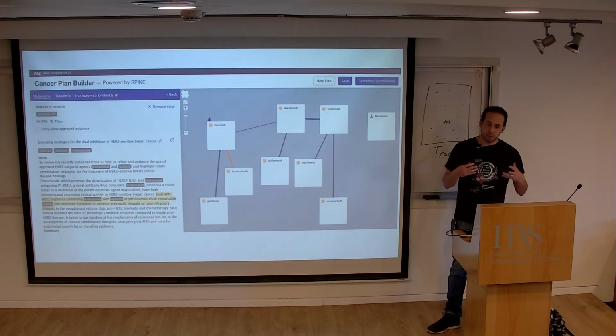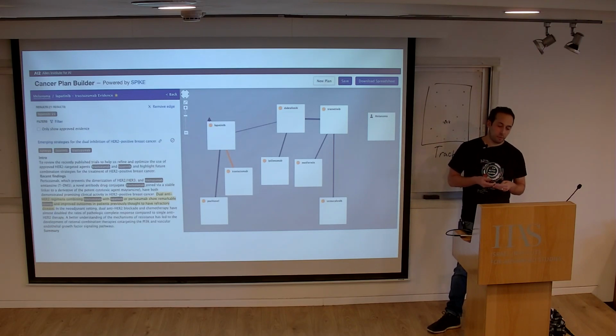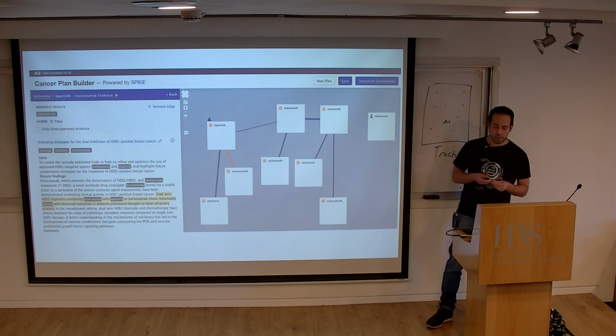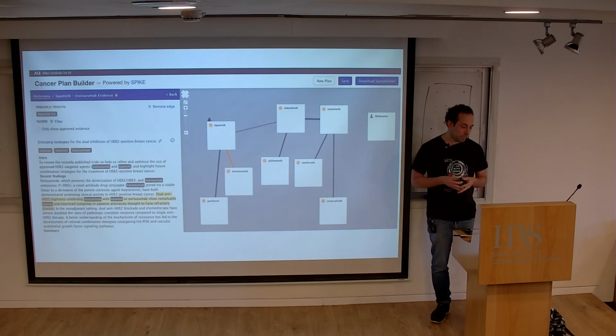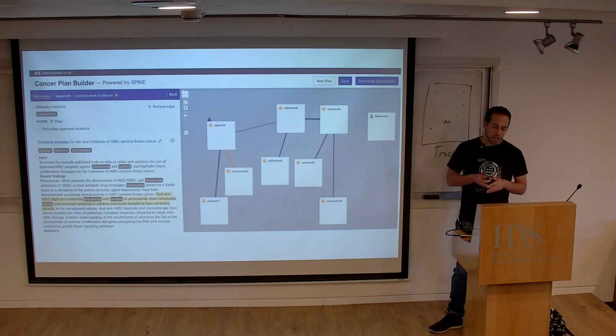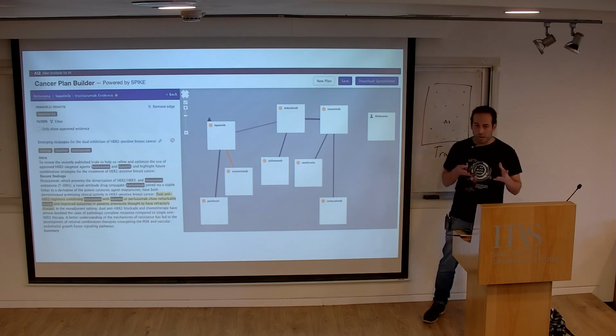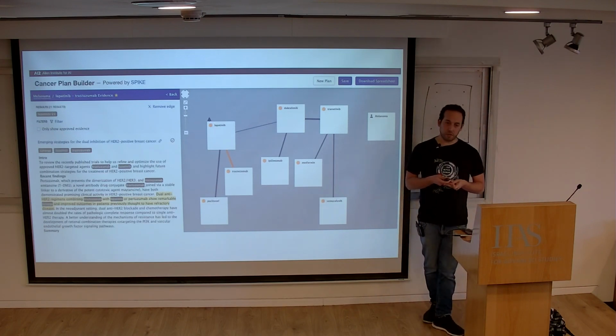And then we used it to power a system for building cancer plans. So we worked together with Yossi Shammai, who's a biomedical researcher at the Technion. And they were able to find all kinds of interesting, complex cancer plans, cancer treatment plans that were not really feasible to find with existing tools.